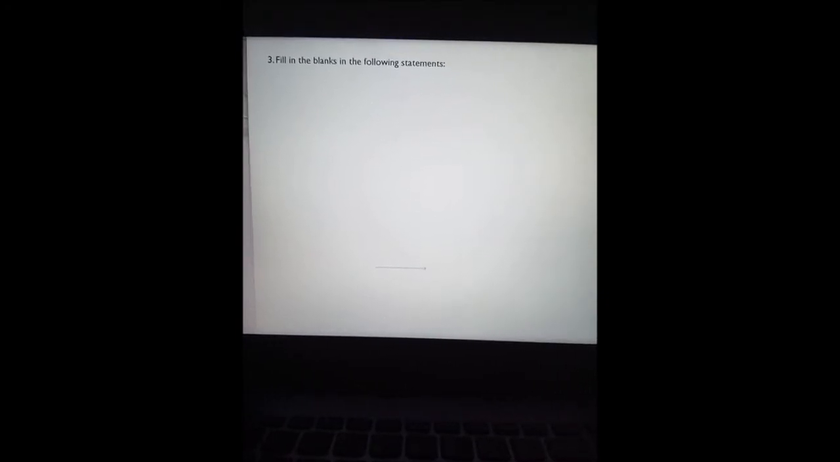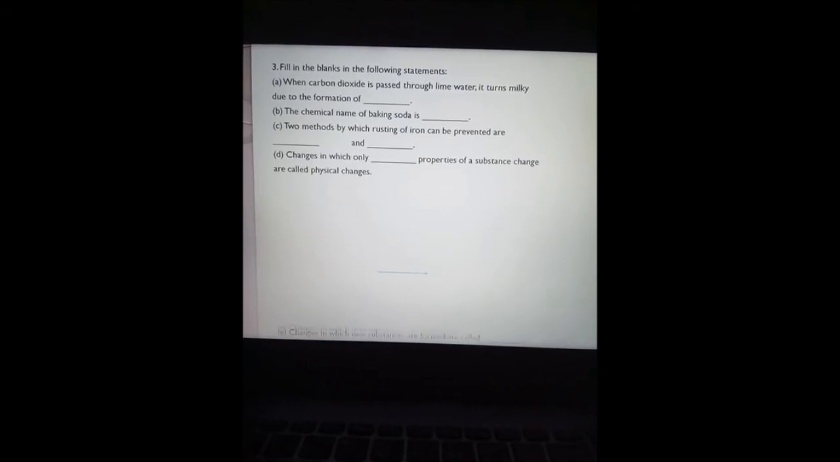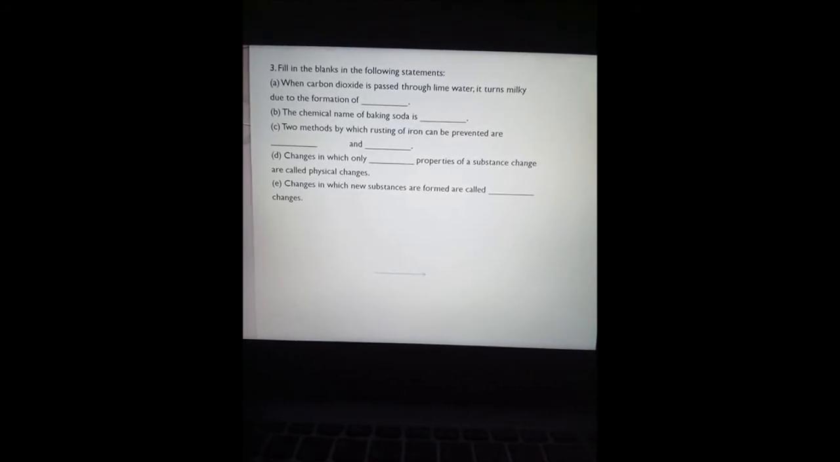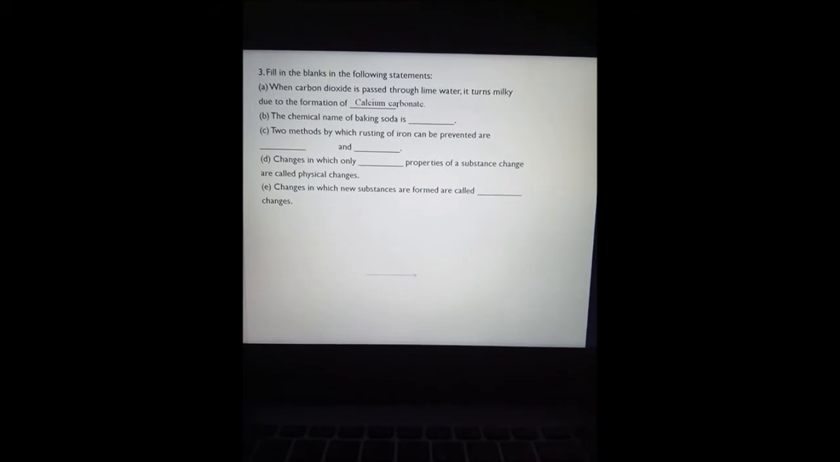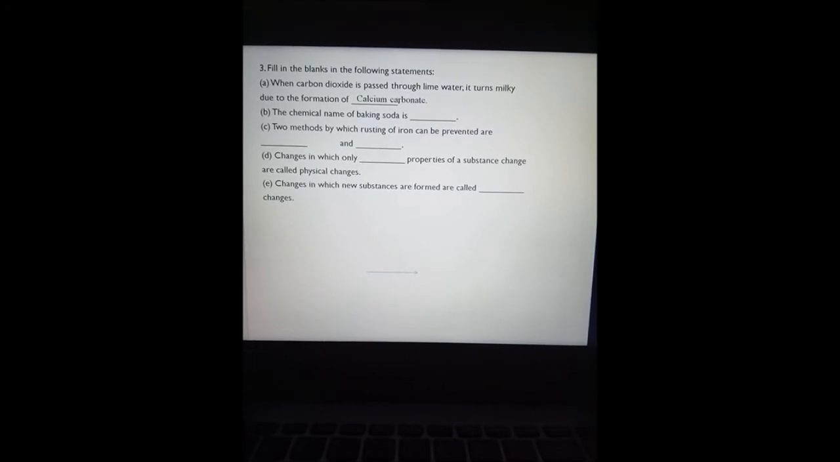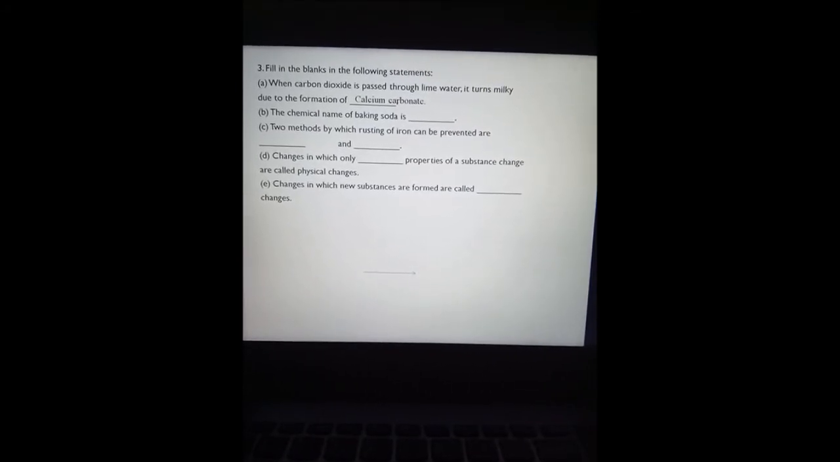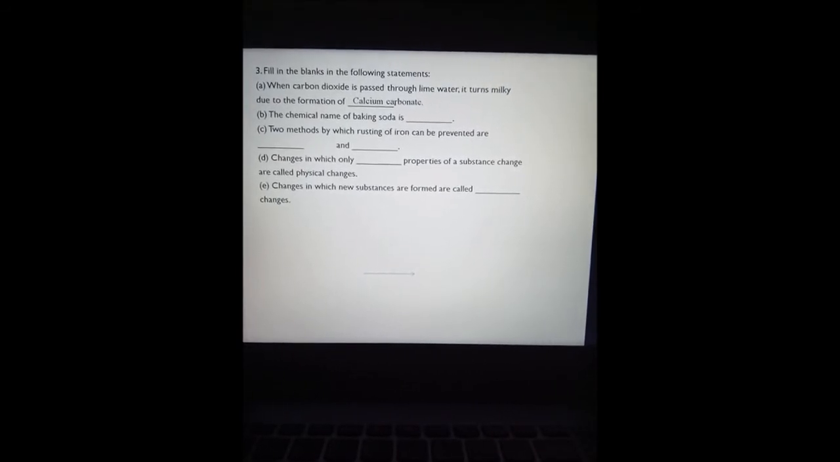The next question, fill in the blanks. When carbon dioxide is passed through lime water, it turns milky due to the formation of calcium carbonate. If we see the reaction involved, lime water is Ca(OH)2, and when CO2 is added to it, it will result in the formation of calcium carbonate, which is CaCO3.